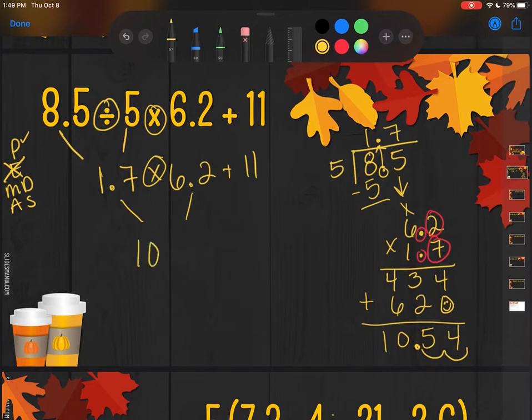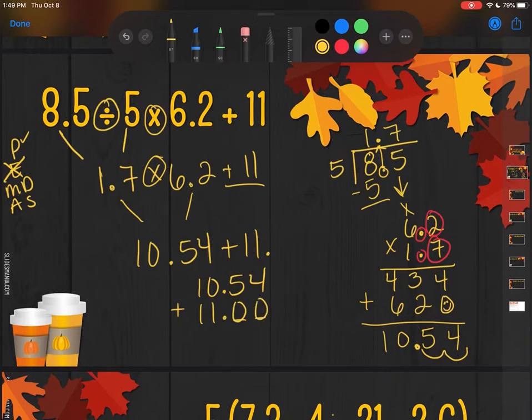So now I've got 1.7 times 6.2 was 10.54. And then I bring down my plus 11. So 10.54 plus 11. So now I'm just going to add those up. Remember, if that decimal is out of sight, the decimal goes to the right. So the decimal would be the right of this 11. So I'd end up with 11 point, and then I've got these 2 blank spaces that I've got to add my placeholder zeros.